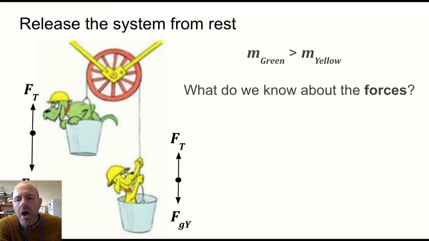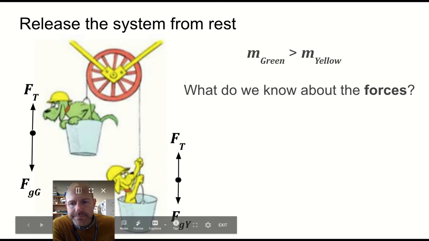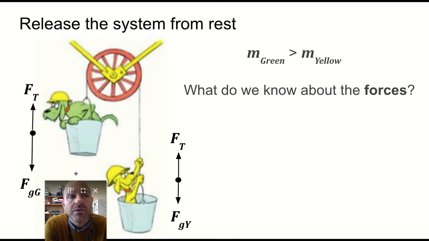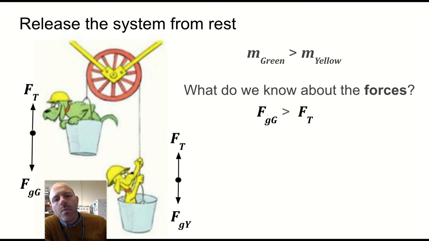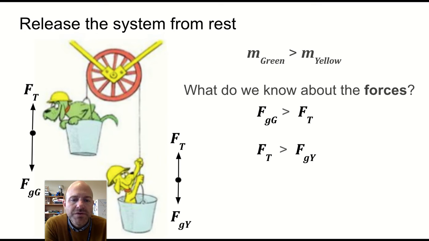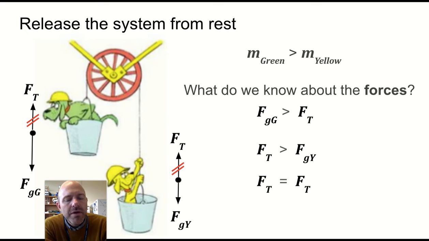If we were to draw our free body diagrams, we would see that both the green and yellow dog experience a downward gravitational force and an upward tension force. We know that the force of gravity on the green dog has to be greater than the force of tension because it accelerates down. We also know that the force of tension has to be bigger than the force of gravity on the yellow dog because the yellow dog accelerates up. We also know that the force of tension is the same on both. That's what we said from Newton's third law. That is a third law pair.